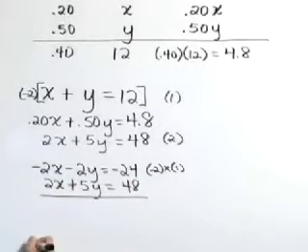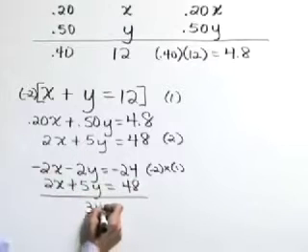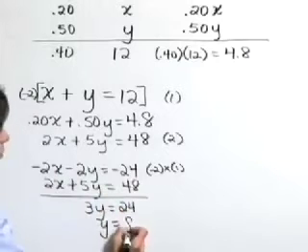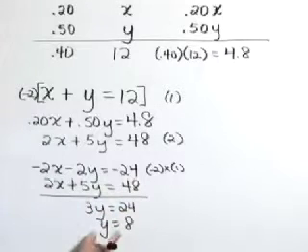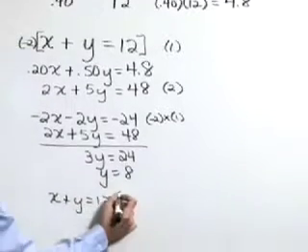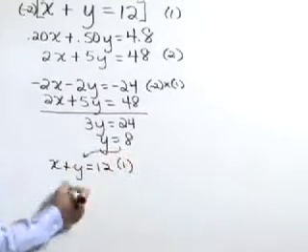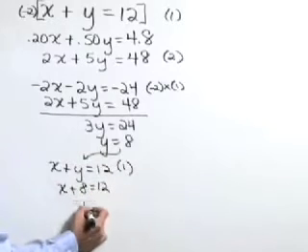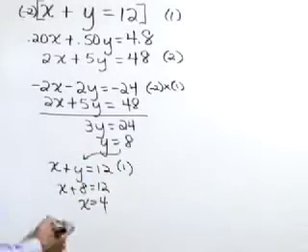Next, let's add these equations together. The x variable eliminates. We get 3y is equal to 24, or y is equal to 8. That's an amount in liters, so y is 8 liters. That's the amount of the 50% solution. Let's also solve for x. I'm going to do that in equation 1, which reads x plus y is equal to 12. Substituting 8 in for y, x plus 8 is 12, or x is equal to 4.